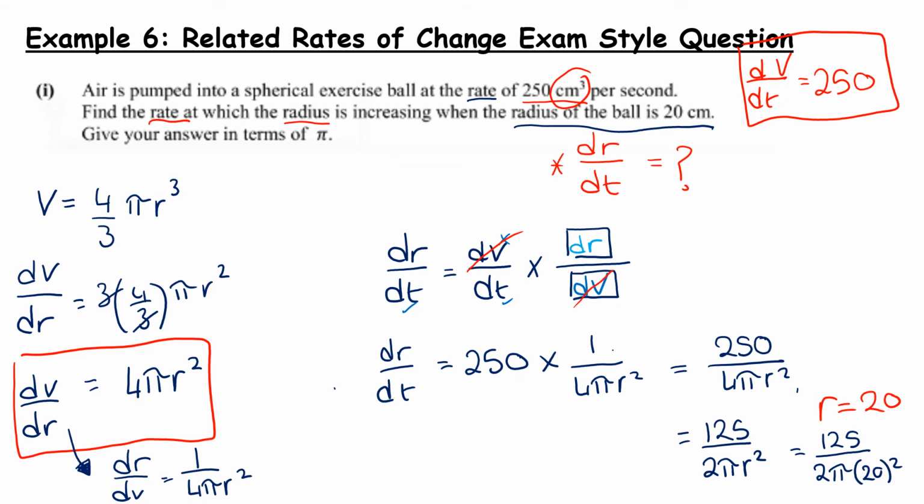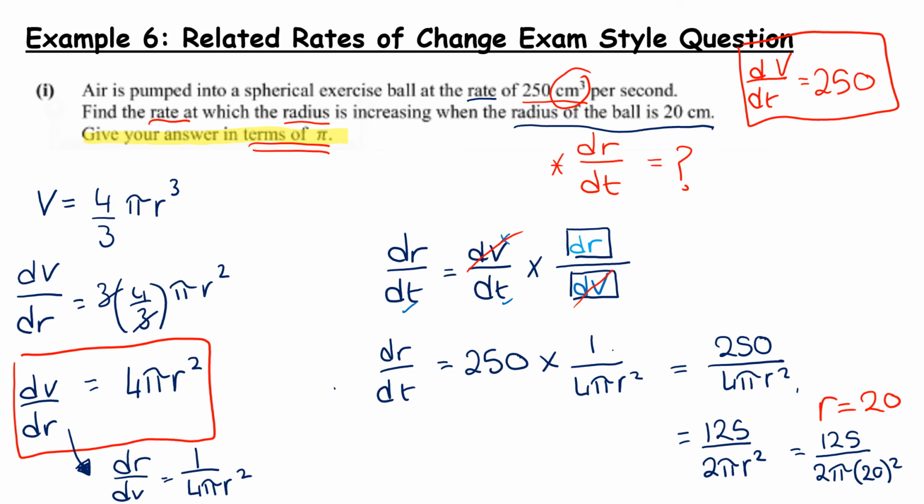Now, just to be mindful that they asked us to give our answer in terms of pi. So we want to leave pi in our answer. If you go to your calculator and you type in what's currently there, so 2 pi and then 20 squared, what you're going to get is a decimal. It's not going to leave it in terms of pi. So one way around this is by simply ignoring the pi. So take the pi out of the calculator. So what I'm typing into my calculator is 125 over 2 times 20 squared. It gives me 5 over 32.